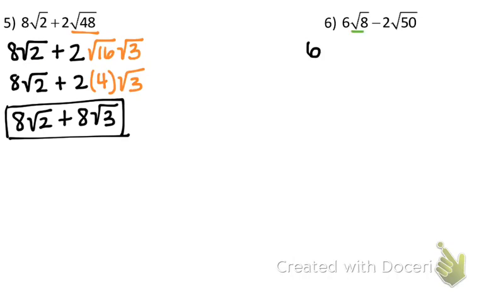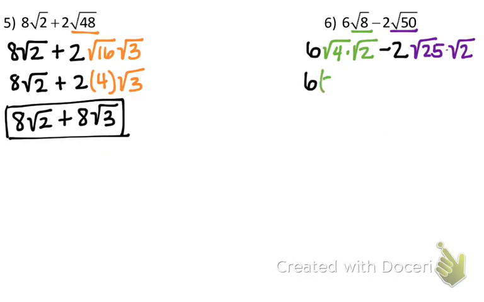In number 6, we're going to have to simplify both of these radicals. Again, we can break down the square root of 8 into the square root of 4 times the square root of 2. And 50 can be broken down into the square root of 25 times the square root of 2. Again, 25 is the largest perfect square that goes into 50. So we take the square roots of our perfect squares, which are 2 and 5.